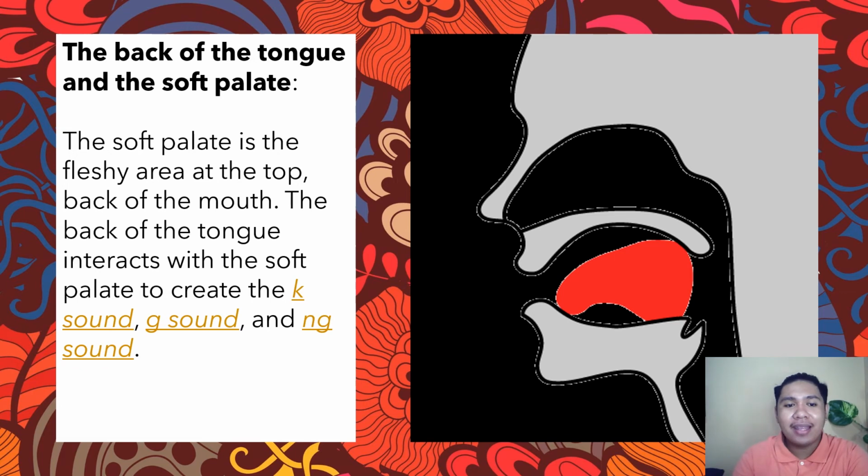So the soft palate is the fleshy area at the top back of the mouth. The back of the tongue interacts with the soft palate to create the sound of K, the sound of G, and the sound of NG. Okay, let's all try it.